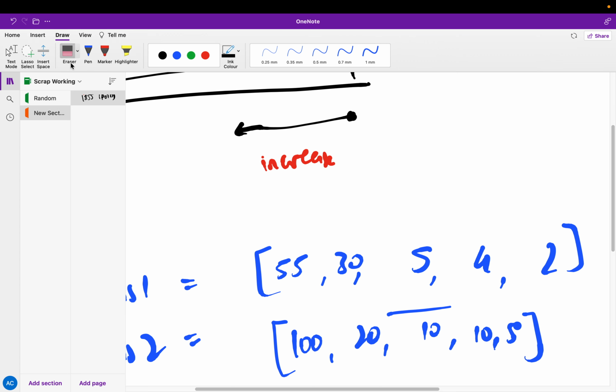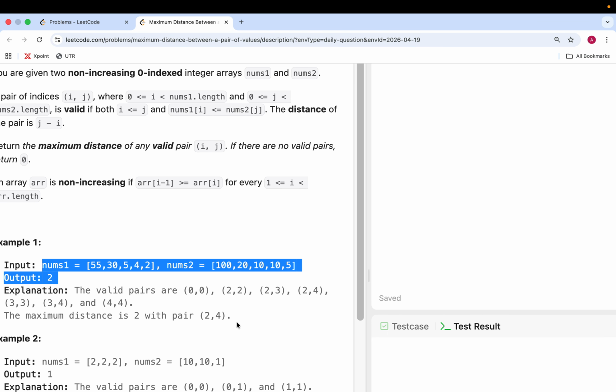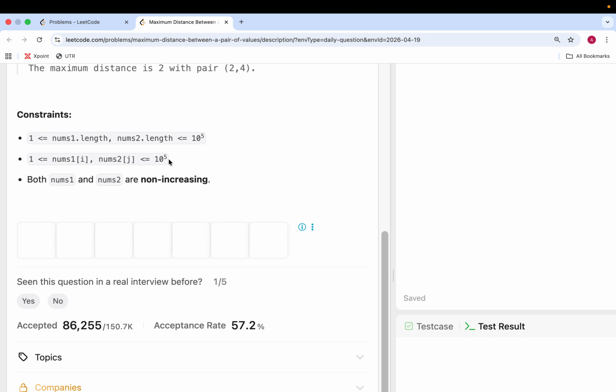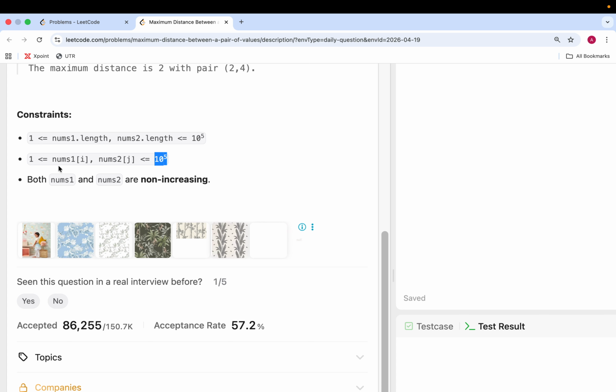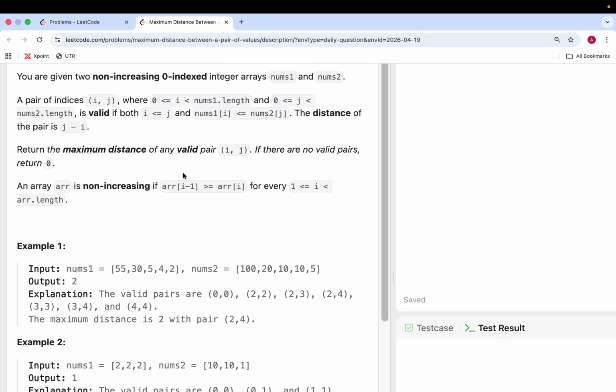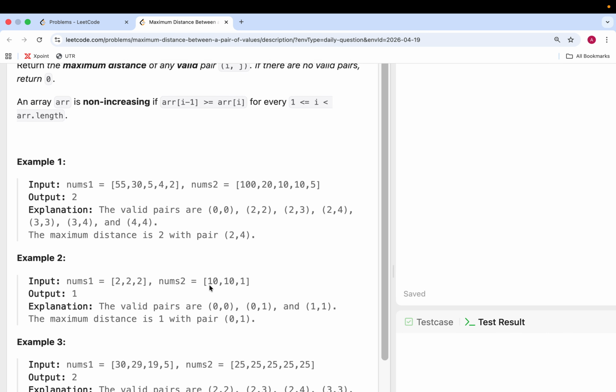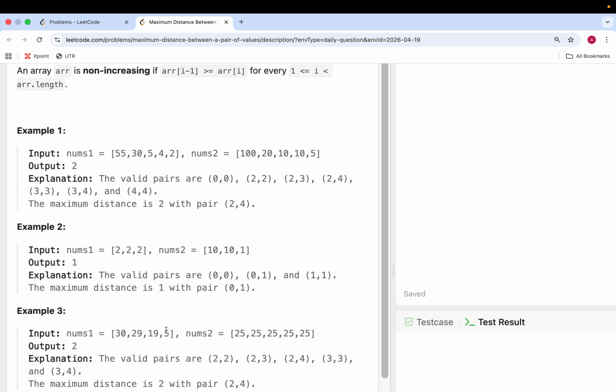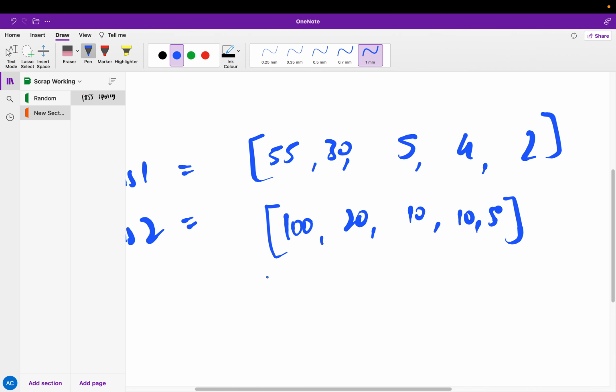Okay, let me just look at constraints real quick. The values inside are at most 10 to the 5, and they're all positive, and the lengths are up to 10 to the 5, and they're not necessarily the same length. Nums1 and nums2 are non-increasing, yeah, so the lengths aren't necessarily the same.